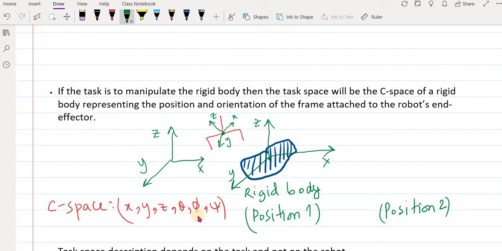And as it says here, representing the position and orientation of the frame attached to the robot's end effector. So what we are concerned with here is that we try to match, or adjust, the end effector frame, which is attached to the end effector, so that it can perfectly grip this rigid body, pick it, and then place it at this position. So that's what we want here. So the task space is about the rigid body and the end effector of your robotic manipulator. Notice that it has nothing to do with the configuration space of your robot itself. It's only about the rigid body and the end effector.